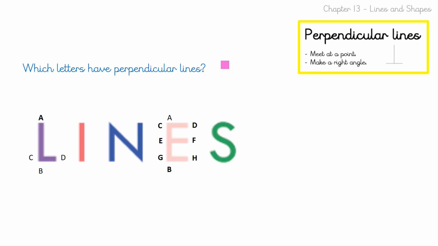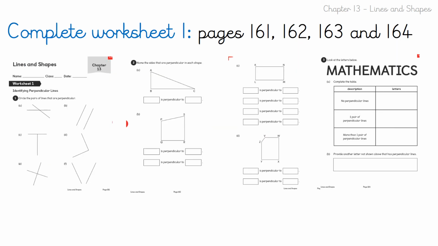Well done, well done. In today's work, we're going to be looking for perpendicular lines. We're going to be identifying perpendicular lines. Remember, perpendicular lines are lines that meet at a point and they make a right angle. So, page 161, activity 1, you need to circle the pair of lines that are perpendicular. So if you think that, for example, they are perpendicular lines, then you circle the whole figure, okay? You circle the lines. So all the lines that you think are perpendicular lines, you need to circle them together, okay?